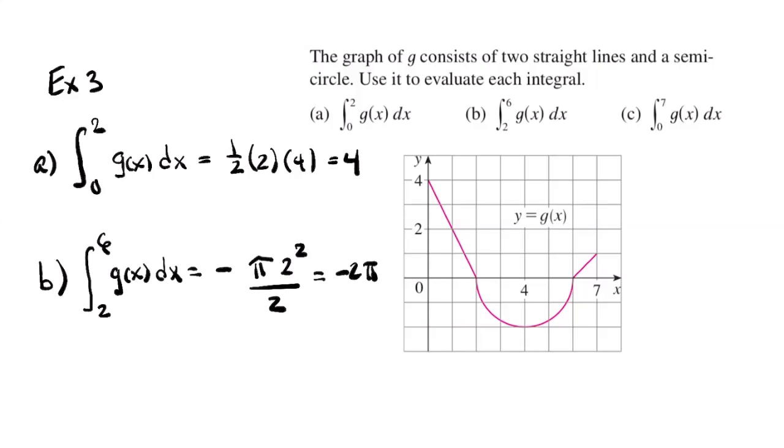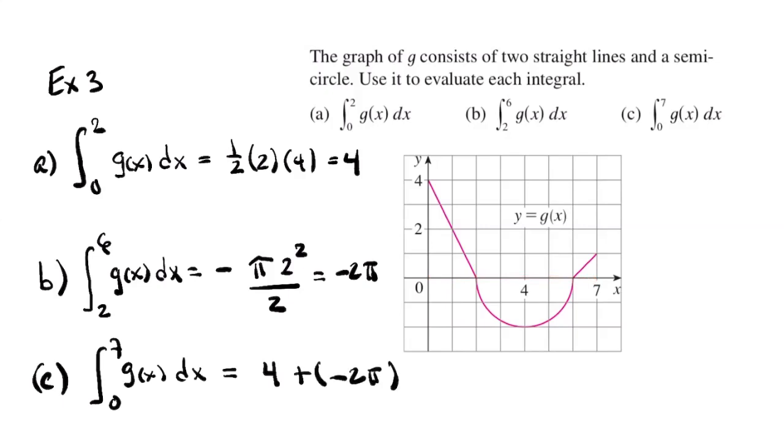Okay, and then finally, what about part C? Part C wants the integral across the whole interval from 0 all the way to 7. So now we're going to use that additive property. The integral from 0 to 7 of g of x would be the integral from 0 to 2, that's our 4, plus the integral from 2 to 6, that's our minus 2 pi, plus this last little bit, the integral from 6 to 7.